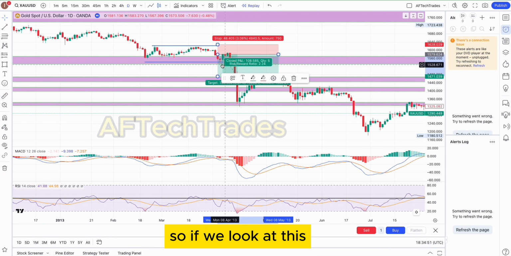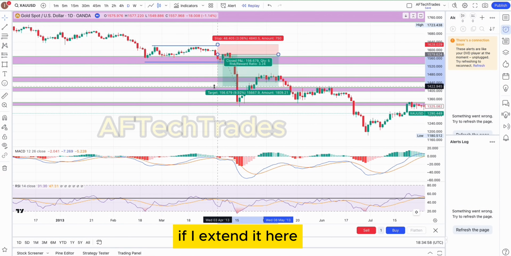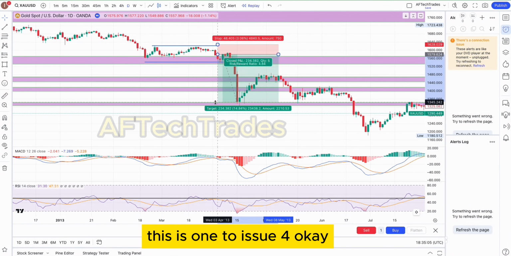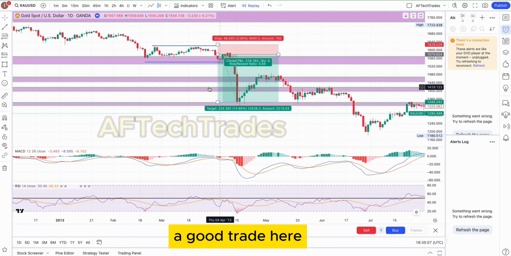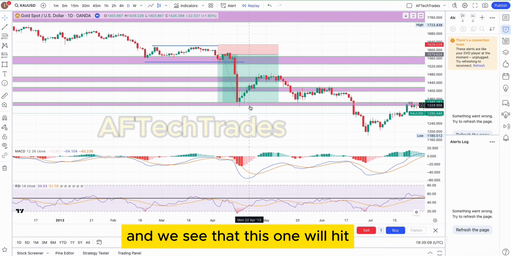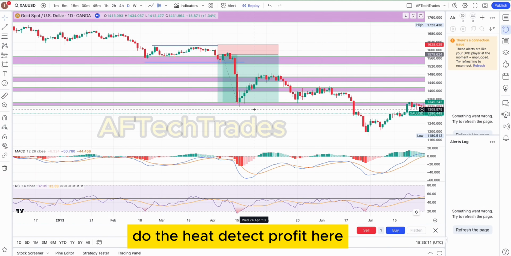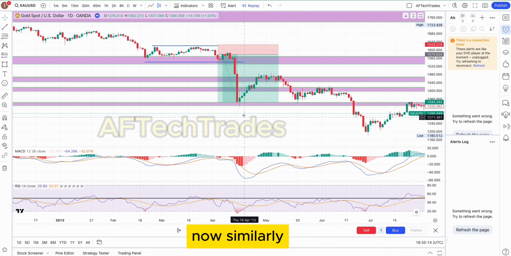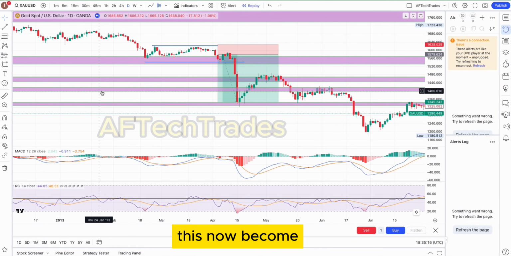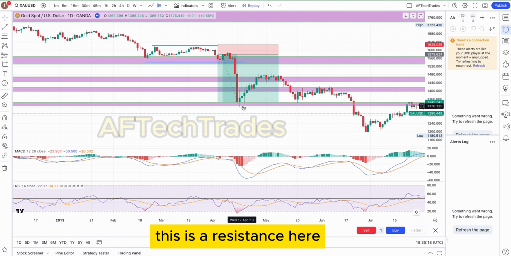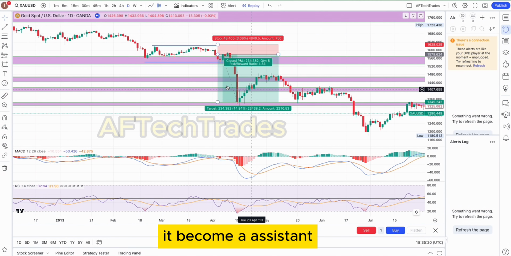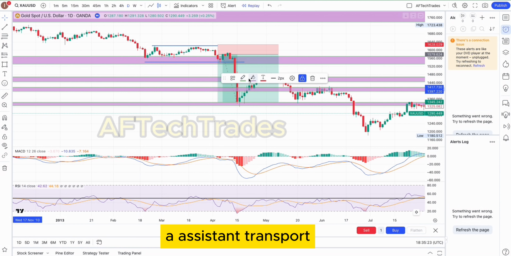If we look at this, the first one is a 1 to 2.24 ratio, which is this. If I extend it here, this is 1 to 3. If I extend it here, this is 1 to 4. Okay, so this is a very good trade, and we see that this one will hit the take profit here. Now, similarly, this is now a resistance. Here it becomes a resistance turned support, right?